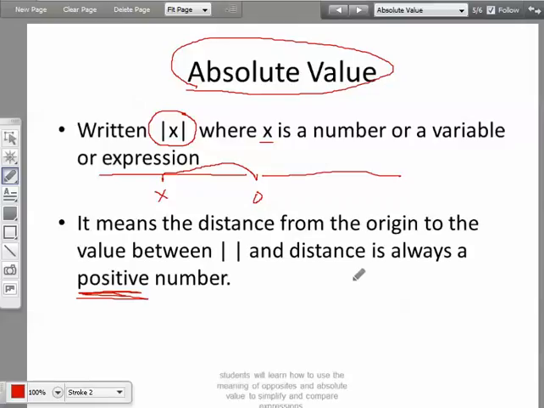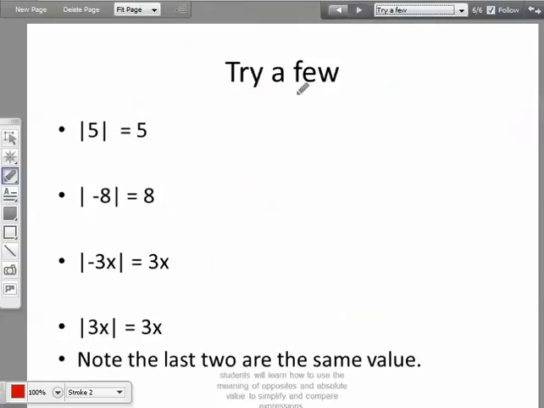Now, simplistically, whatever you see inside of the absolute value, you're going to make it the positive version of that number. That's simplistic in viewing it. But you need to realize that that's what we're talking about. We're talking about the distance from 0 in every situation. Okay? So let's try a few.